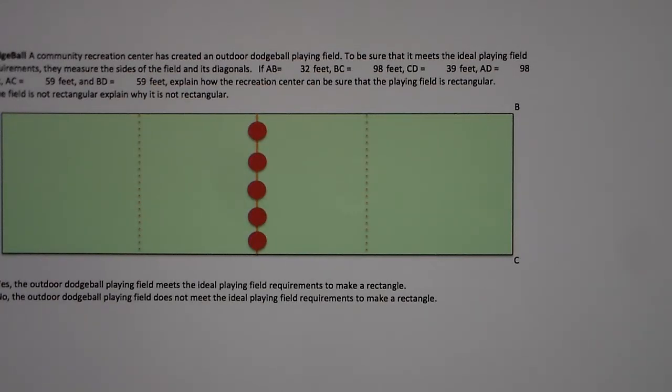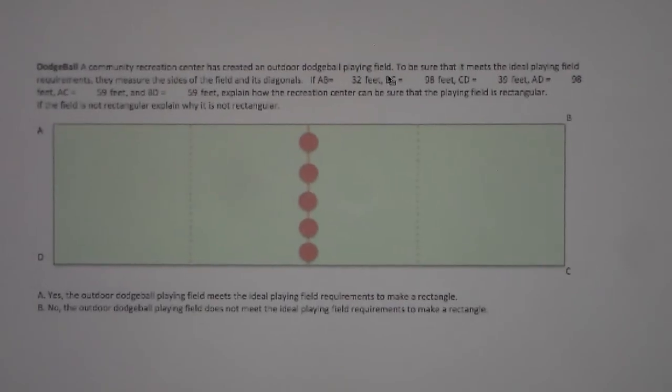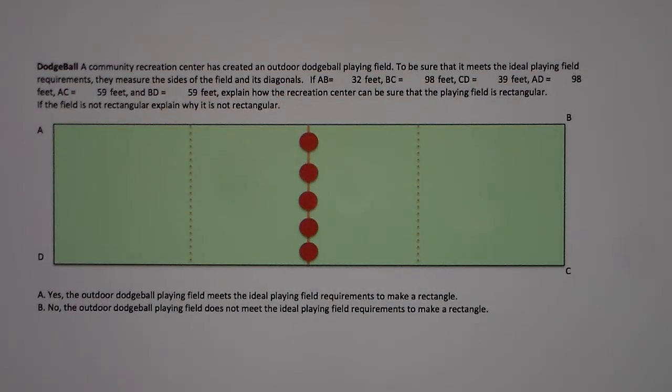Alright, let's try a word problem and then we'll be all done. So looking at this one, dodgeball. A community rec center has created an outdoor dodgeball playing field. To be sure that it meets the ideal playing field requirements, they measured the sides of the field and its diagonals. If AB, aka the top of the court, is 32 feet, BC, which is the right side of the court, is 98 feet, CD is 39 feet, and AD is 98 feet.